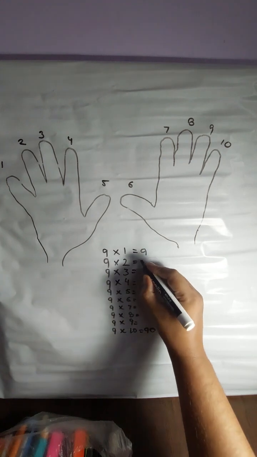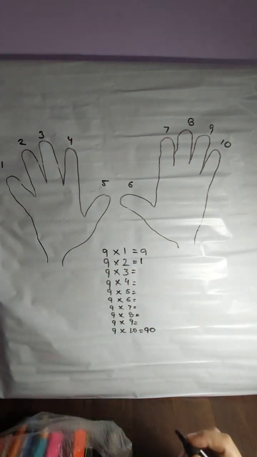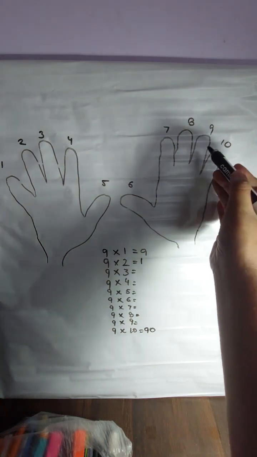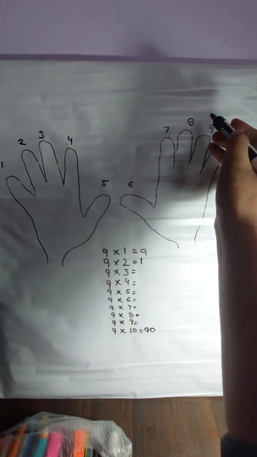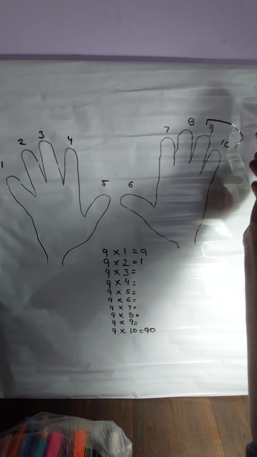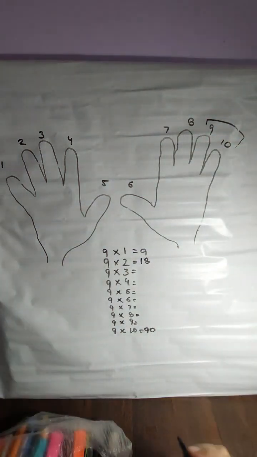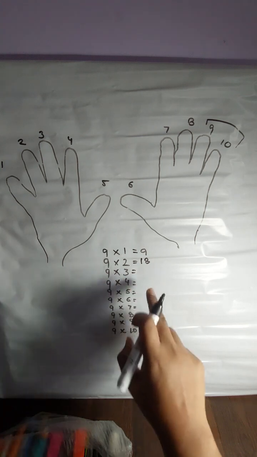So we will write 1, and it is 2, so we will start with 2, 1 and 2. We will leave that 2 and write 8. 18 will be there. Now 9 threes.